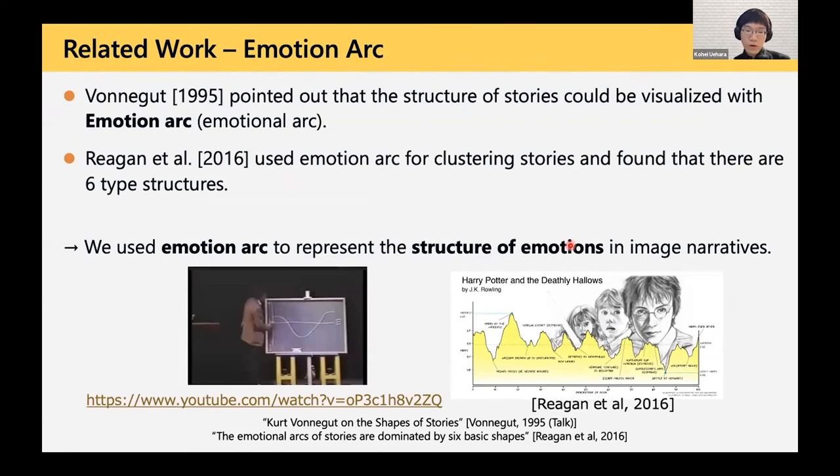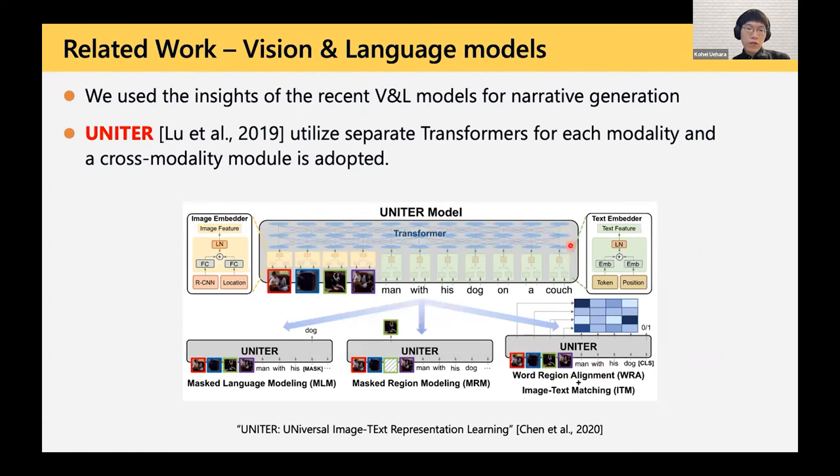Regarding the importance of emotions in stories, Kurt Vonnegut, a famous American novelist, pointed out that the emotion arc can be used to represent the structure of emotions in a story. In the field of information science, it has been confirmed that emotion arcs can be used to better understand stories. Therefore, we used emotion arc to represent the structure of emotions in image narratives. And we used the insights of existing vision and language models for narrative generation. In particular, our model was developed based on the UNITER model, a single-stream large-scale multimodal transformer-based model.